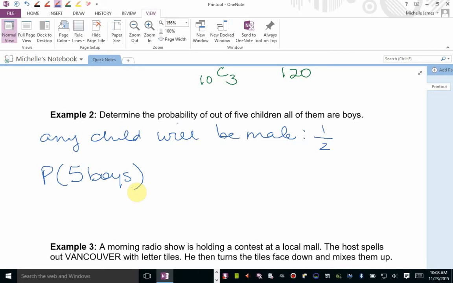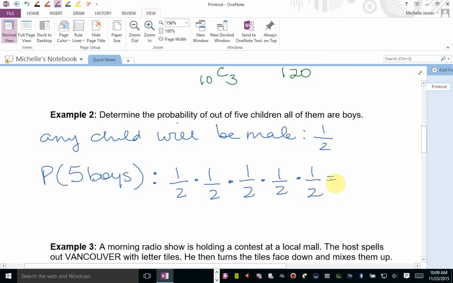So the probability of 5 boys: on the first child, what's the probability that it could be a boy? What about the second child? Third child? 4th? You're on a roll, Carter. 5th child? 1 out of 2. Nice.